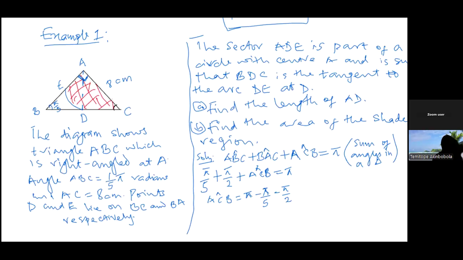The diagram shows triangle ABC, which is right angled at A. Have you seen that? The diagram shows triangle ABC, which is right angled at A. So that is how BAC is 90. Is that clear?